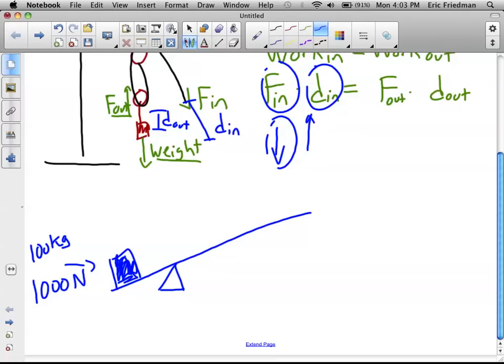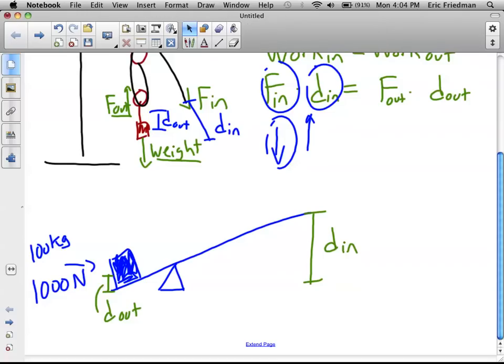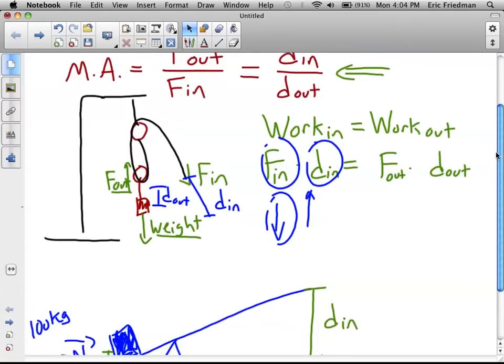So if I use this lever, I can more easily lift it. How do I do that? Well, if I look at the distance in versus the distance out, the distance in is going to be over here, D in. I'm going to push down the lever really far on this side. When the lever lifts, it's going to lift this thing up over there. That's going to be my D out. So you can see that the D in is bigger than the D out, which is going to give me a value greater than 1 for my mechanical advantage.